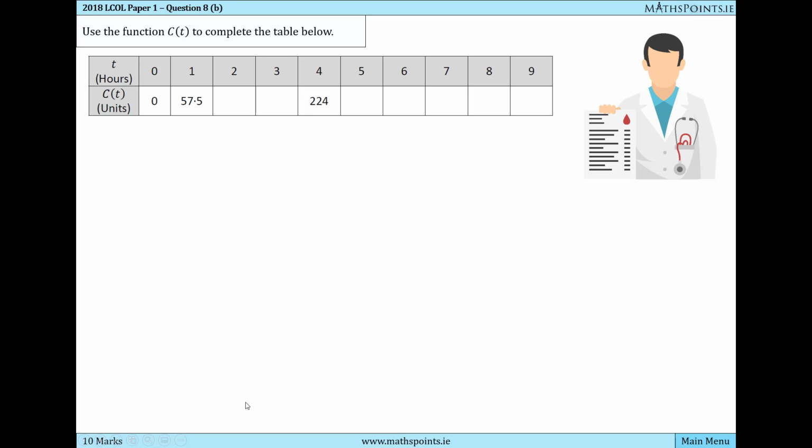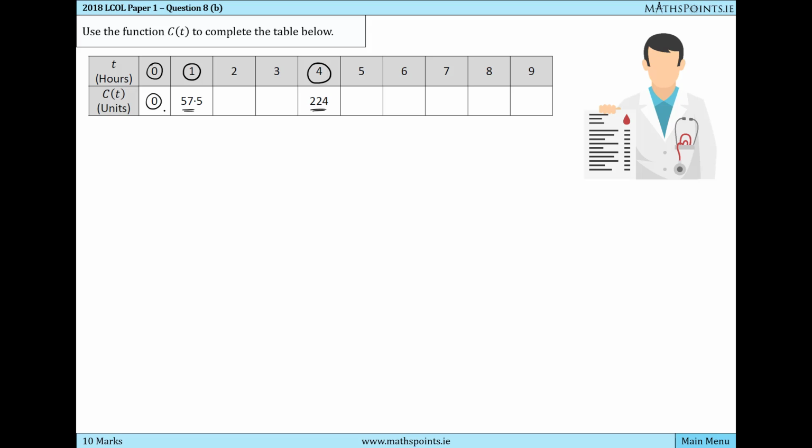The second part of the question is to find the units of drug in the bloodstream after 0, 1, 2, 3, 4, 5, 6, 7, 8 and 9 hours. So all the hours from 0 to 9. Now remember, we've already done how much of the drug was in the system after 4 hours. That's 224 units. And they've also given the amount of drug after 0 hours, which is 0 units, which we would expect. 0 hours after taking the drug, we've not yet taken the drug, so there'll be none of the drug in our bloodstream.